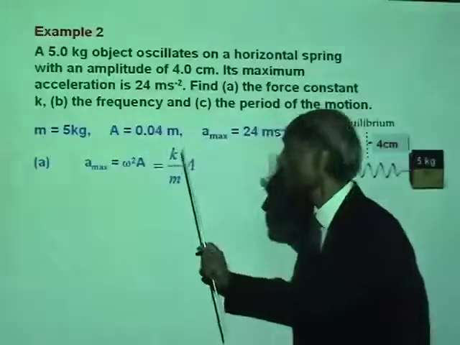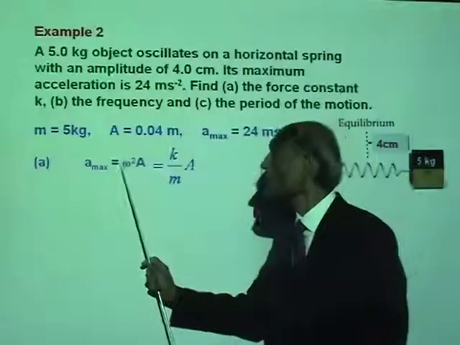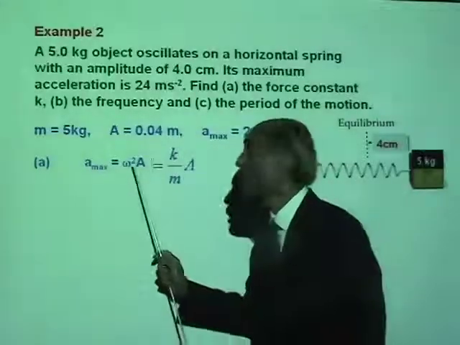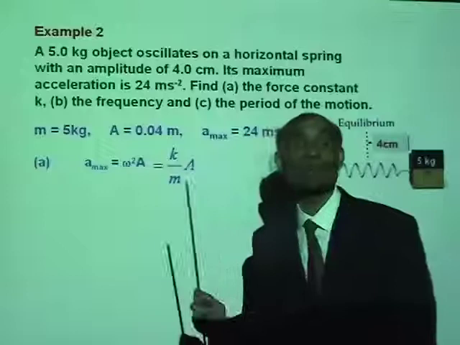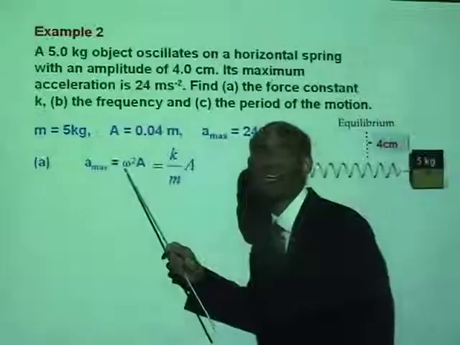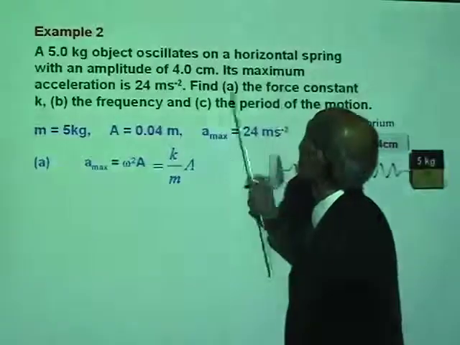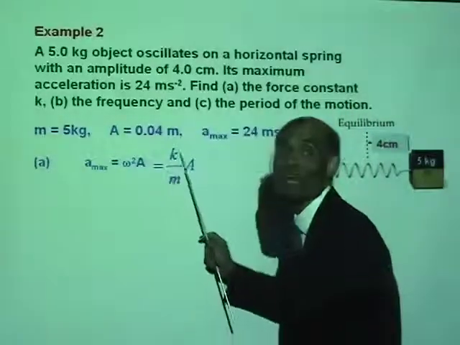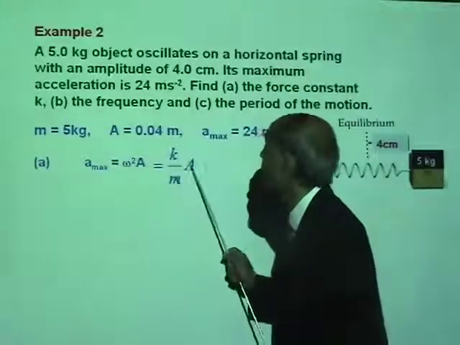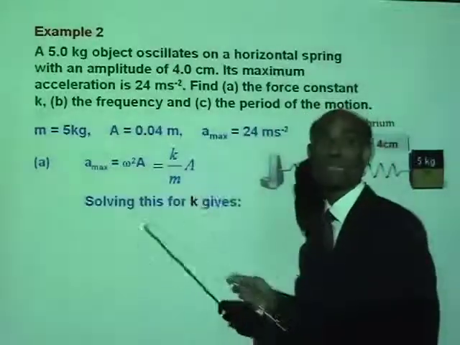And you can see here, in place of omega squared I wrote K over M. Isn't it the same thing? Omega is square root of K over M. Omega squared is K over M. Why have I done that rather than finding the value of omega? Because in part A, we are looking for the value of K. That's why I use that. So A max equal to K over M times A, and this quantity must be equal to 24 meters per second squared.